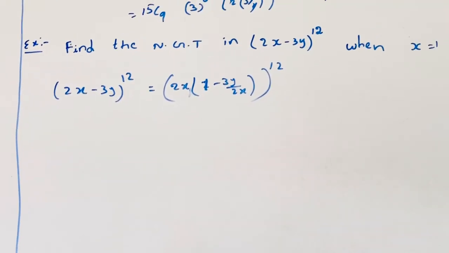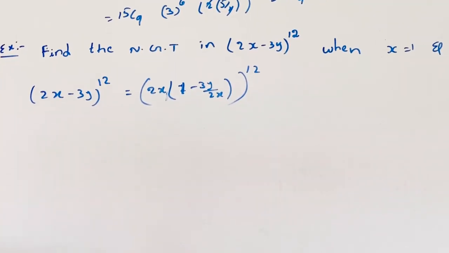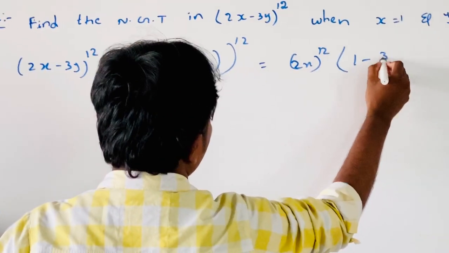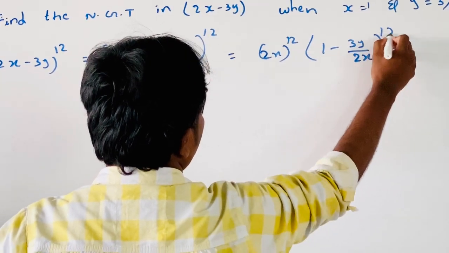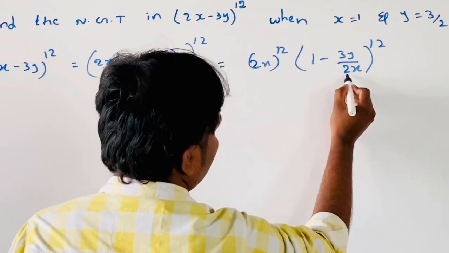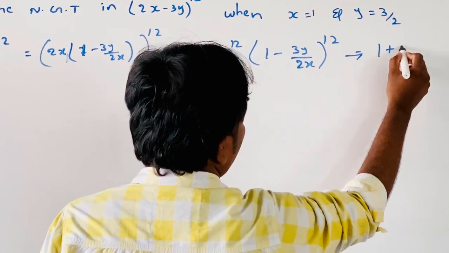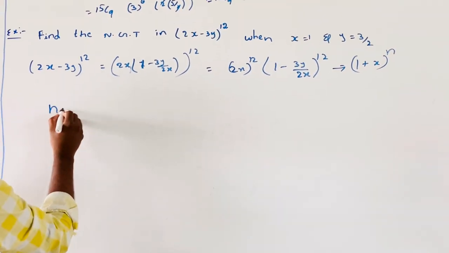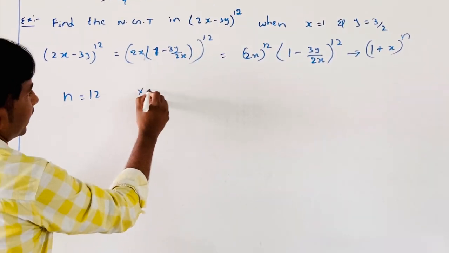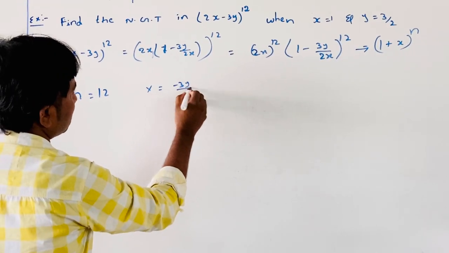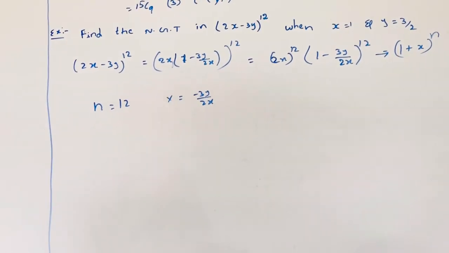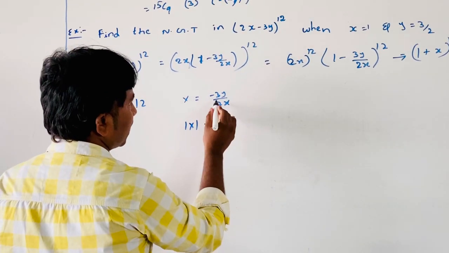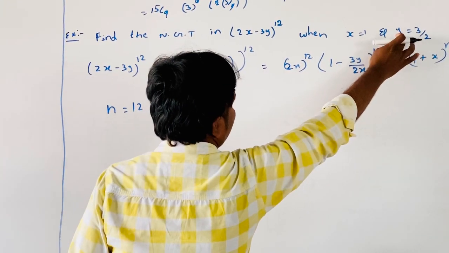Now by applying that formula, (ab) power m is equal to a power m into b power m, that is equal to (2x) power 12 into (1 minus 3y by 2x) whole power 12. Now (1 minus 3y by 2x) power 12, comparing with (1 plus x) power n. Now n means here 12 and x is equal to minus 3y by 2x. Now here I am finding the modulus of x, at x equal to 1 and y equal to 3 by 2.